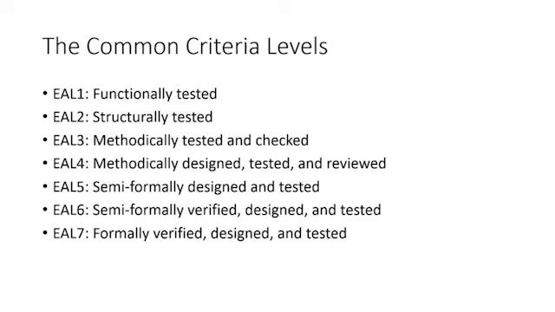Number 5, semi-formally designed and tested. 6, semi-formally verified, designed, and tested. And then 7, it's formally verified, designed, and tested out. So we want to strive for the higher levels, obviously, but we have to start somewhere, right? So you can start at the lower levels and move your way up and get it more secure and stronger, harden it down, if you will, so it can meet the higher common criteria levels that you may need inside of your organization.